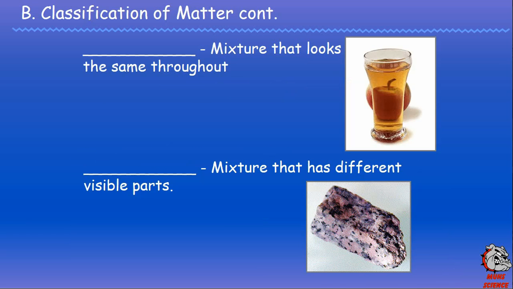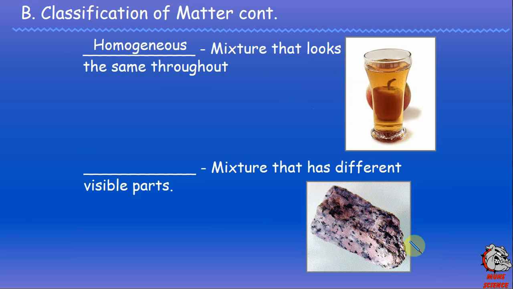All right, in review, a mixture that looks the same throughout. So here's a picture of apple juice. Apple juice has a bunch of different stuff in it. You can taste it. There's sugars, colorings, different stuff like that from the apple. This is a homogeneous mixture.